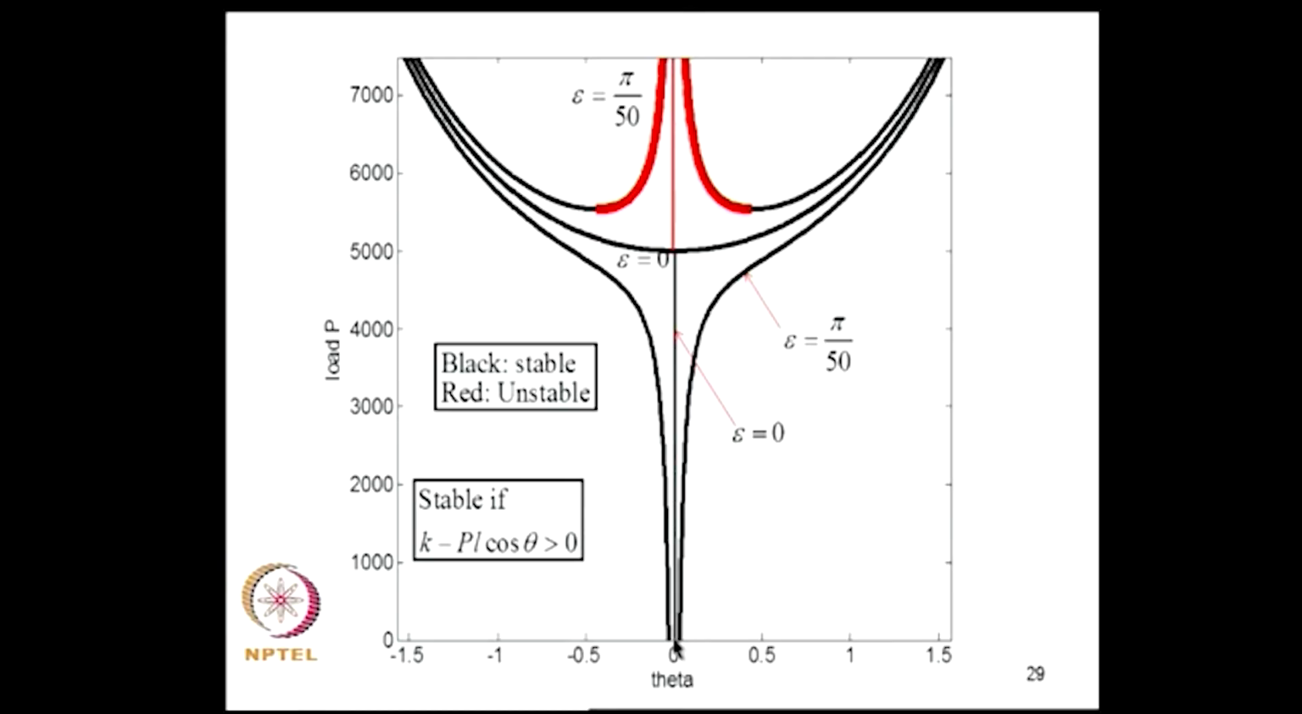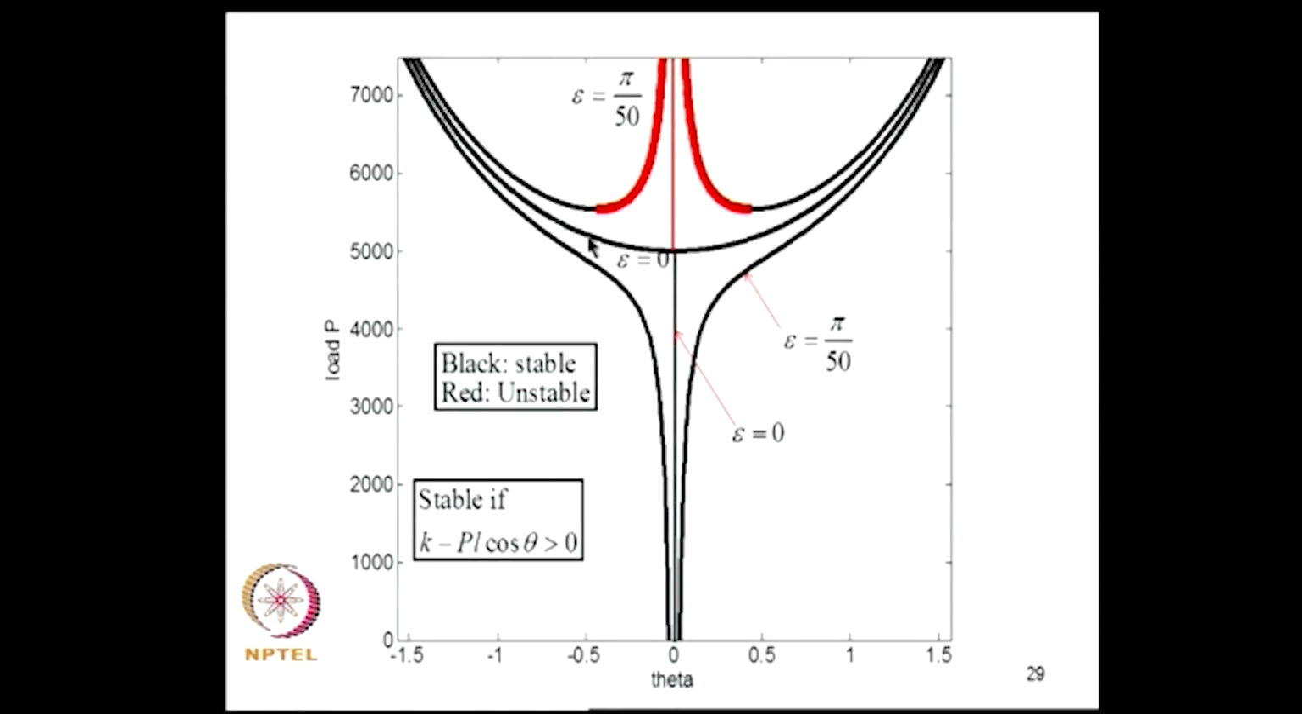As the load increases, the load deflection path rises along this curve, and once the P critical value is reached, the theta equal to 0 solution becomes unstable. The red lines are unstable and black lines are stable, and the stable branch bifurcates into two other branches like a bowl as shown here.